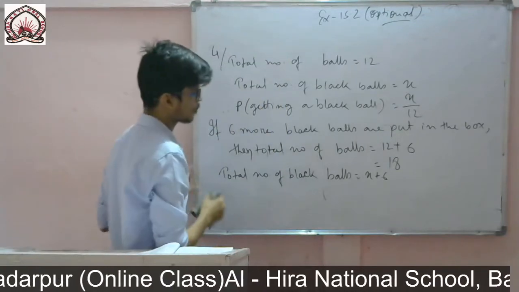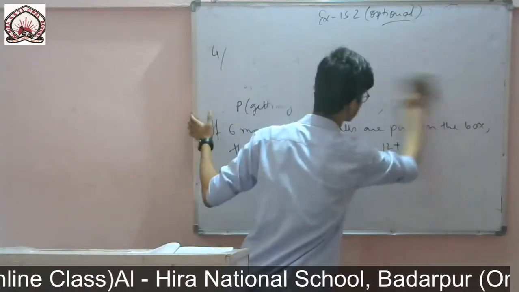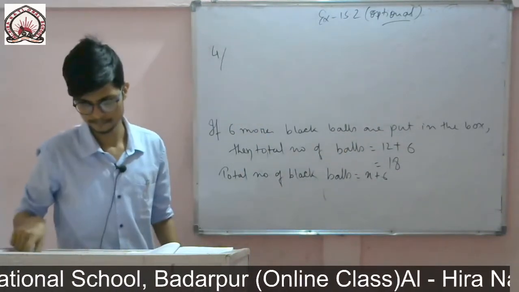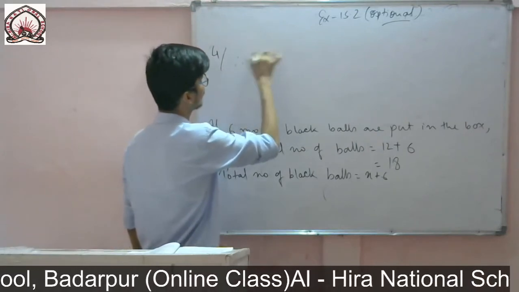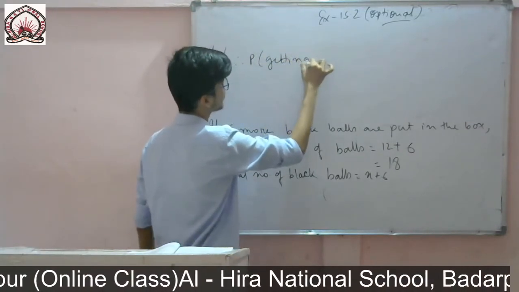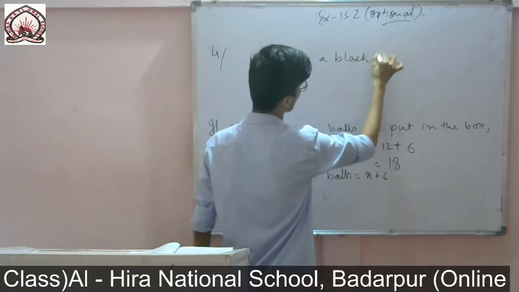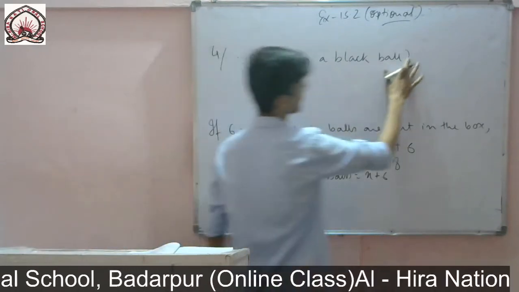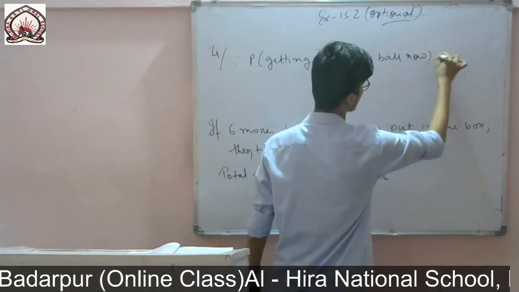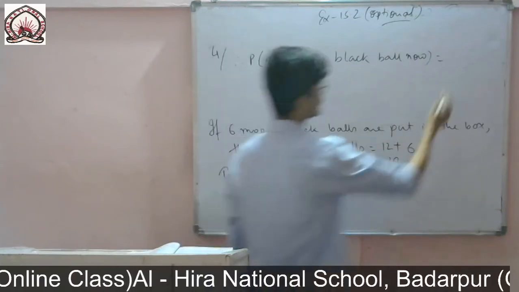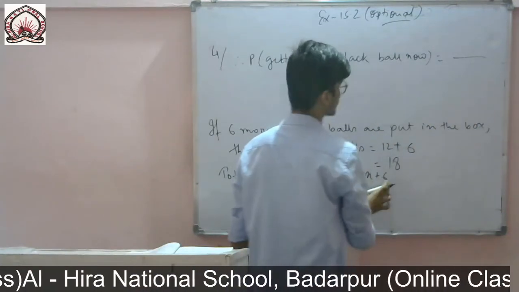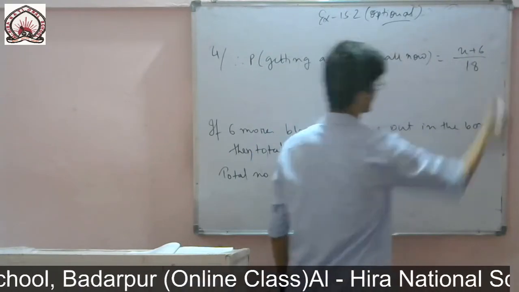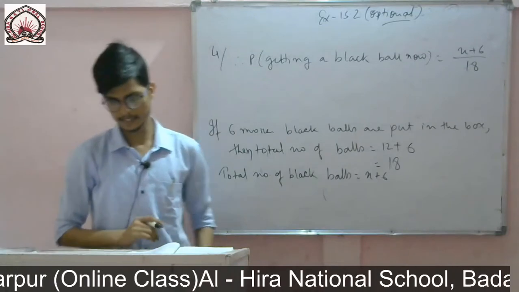So now I'll find the probability of getting a black ball. Now the probability of getting a black ball will be equal to the total number of black balls, x plus 6, which is our favorable outcome, divided by the possible outcomes, which is now 18. So it is x plus 6 by 18.